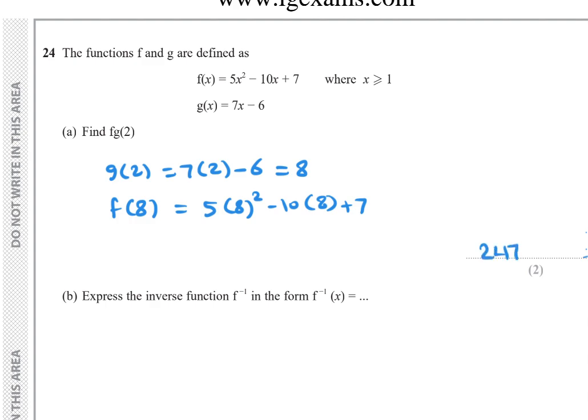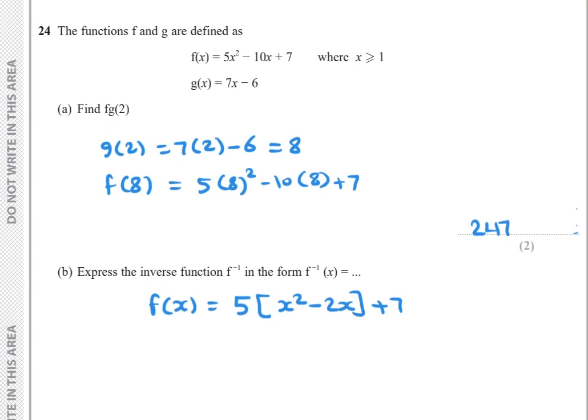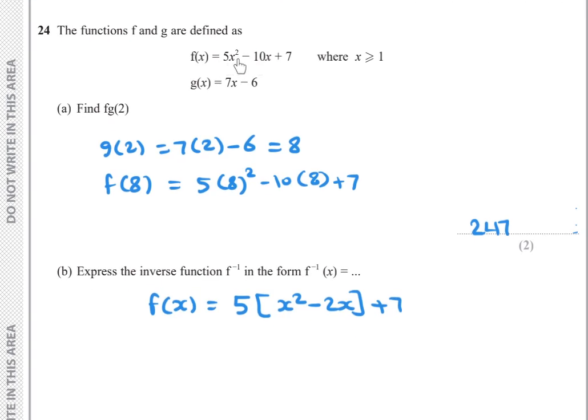B. Express the inverse function f negative 1 in the form f negative 1 of x equals. f of x is a quadratic function. To find the inverse for the quadratic function, you need to write in vertex form using completing the square. So f of x equals, you can take 5 common, so you are left with x squared minus 2x plus 7. Take 5 common from 5x squared and negative 10x only. Now you can write 5.